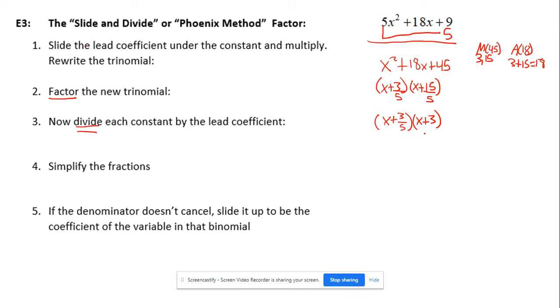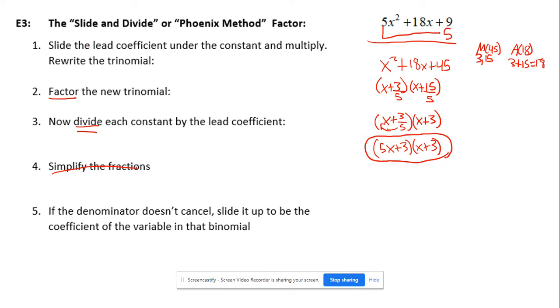Now, we're really close. We've done step 3, we've done step 4 where I simplified. Now step 5 says this, and this is where the Phoenix method comes in, the idea of Phoenix, of rising from the ashes. I don't like having a fraction over here. And in fact, having the fraction there is wrong. So what I do is my denominator rises from the ashes, and it's going to come over here in front of the x. So my final answer is going to be not x, but 5x plus 3 times x plus 3.